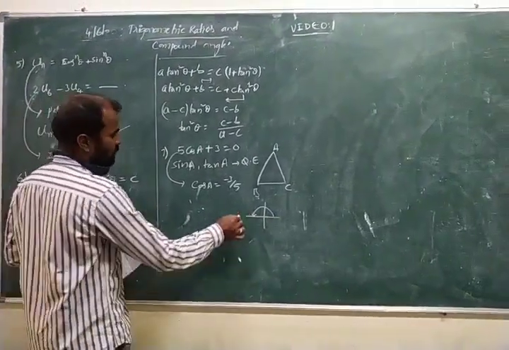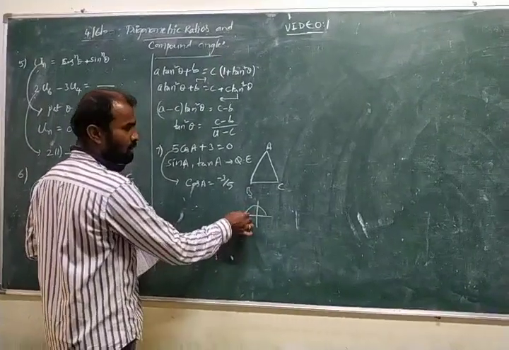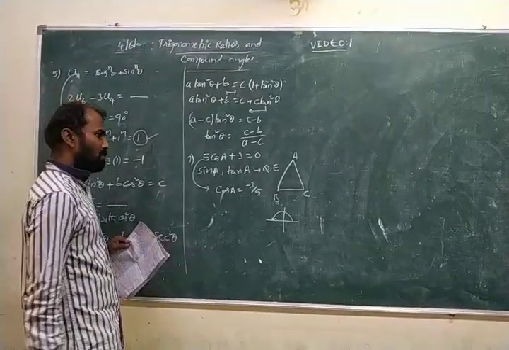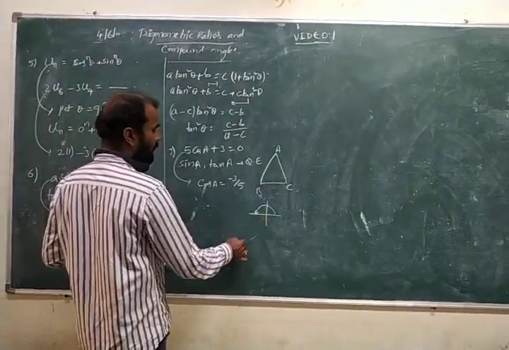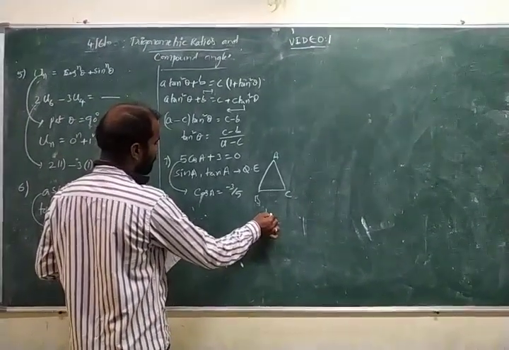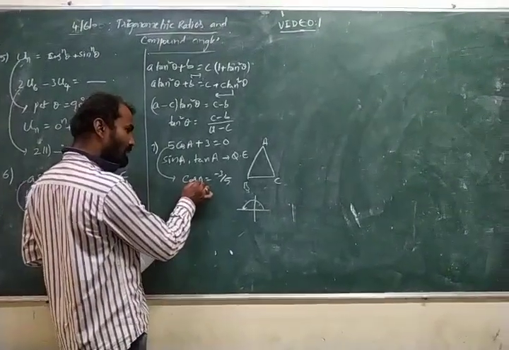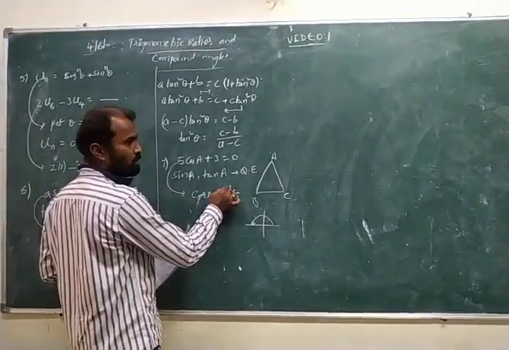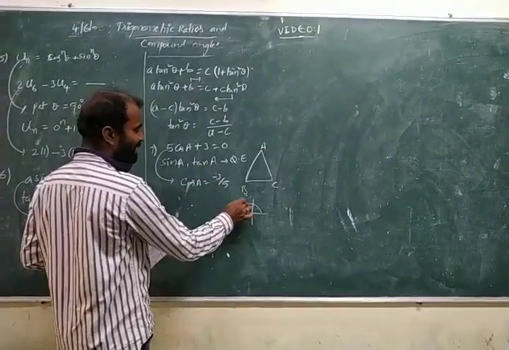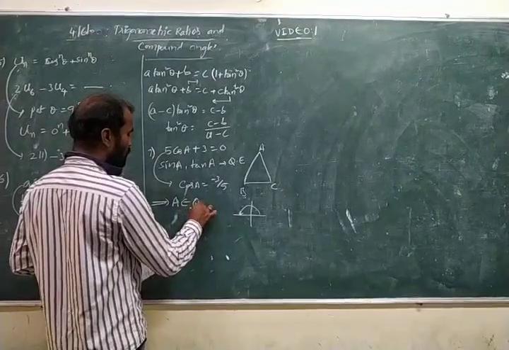Here cos theta is negative in second and third, but in a triangle the sum of the total angles is 180. That means any angle in a triangle does not exceed 180 degrees. That means they lie in either the first quadrant or the second quadrant. If cos A lies in the first quadrant, it becomes positive. But we have negative, so it lies in the second quadrant only. That implies A belongs to the second quadrant.